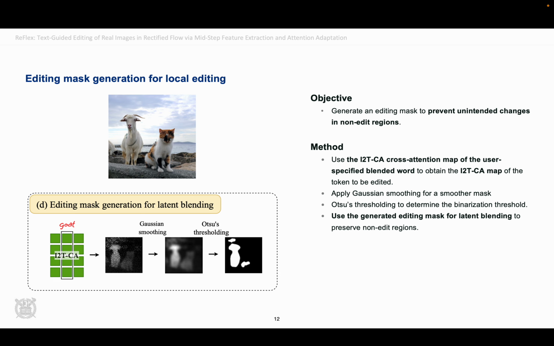Lastly, for local editing, where only specific regions of an image need to be modified, we generate an editing mask to precisely localize the editable area. To construct this mask, we make use of the blended word provided by the user. Specifically, we compute the image-to-text cross-attention map corresponding to that blended word, then apply Gaussian smoothing followed by Otsu's thresholding to obtain a binary editing mask. Finally, we adopt a technique called latent blending to ensure that regions outside the mask remain unchanged, while only the intended areas are modified in the final result.